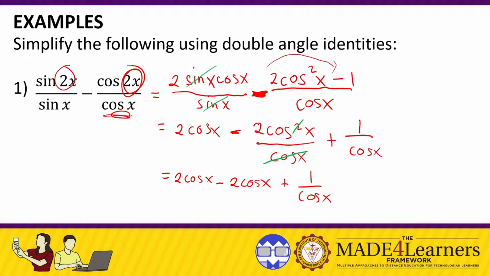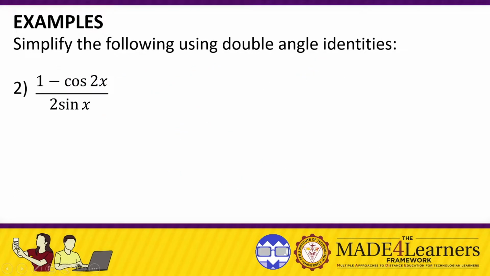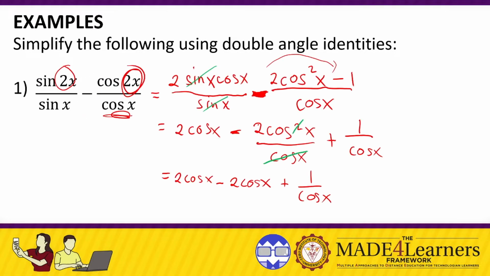2 cos x minus 2 cos x is simply 0, and we have 1 over cos x. Remember that in our ratio identities, 1 over cos x is secant x. Hence, our final answer is secant x.